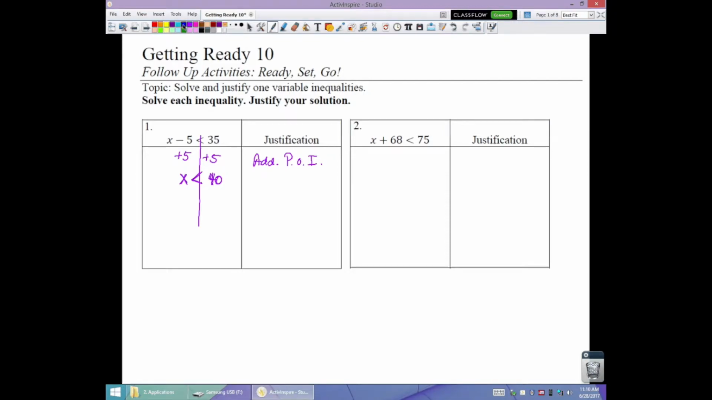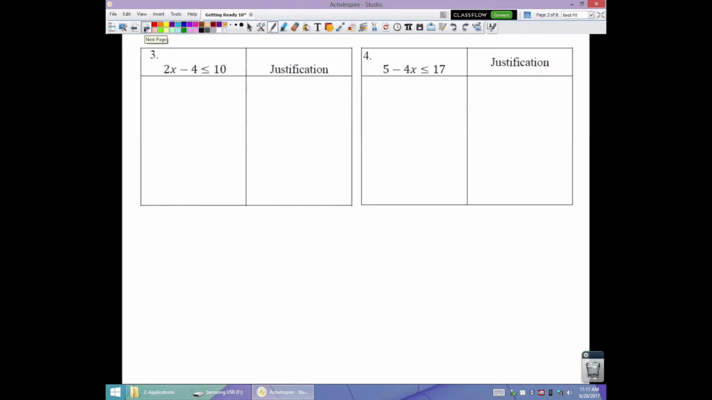Number 2, to get x by itself, we subtract 68 on both sides. So x is less than 7. That was using the subtraction property of inequalities. Okay, number 3.